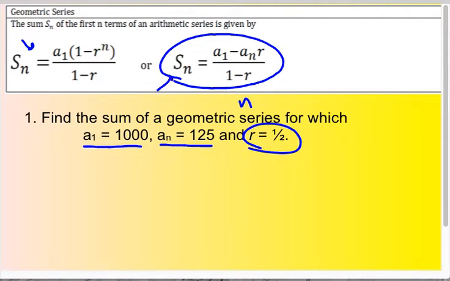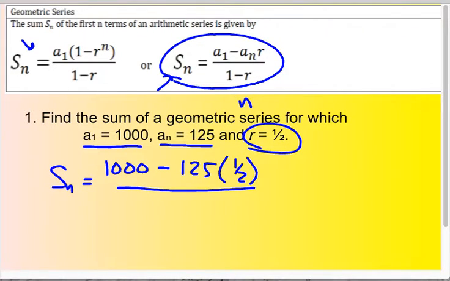So using this formula, S sub n equals the sum of the series, a sub 1, which is 1,000, minus a sub n, which is 125, times r, in this case 1/2, all over 1 minus r, which is once again 1/2. So if I were you guys, I'd hit pause and try and figure out what your answer is here, because the biggest mistake I think we make is evaluating this, not necessarily plugging in the numbers, but evaluating it. So hit pause, try it, then unpause it, and I'll show you how to do it right now.